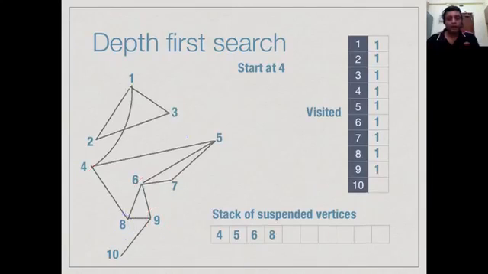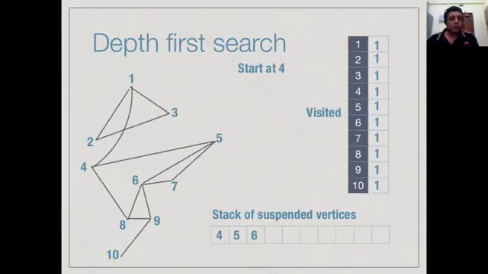So we add 9 and suspend 8. Then we move to 9. So from 9 we find it has a new neighbor 10. So we add 10 and then we are done because 10 has nothing to do. So we go back and process 9. 9 has no more new things to say because 9, the other neighbors are 6 and 8 which are already done.